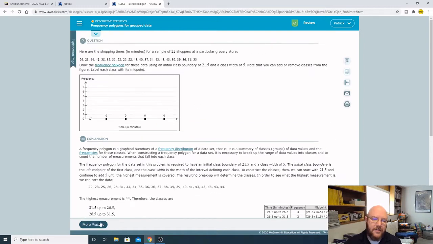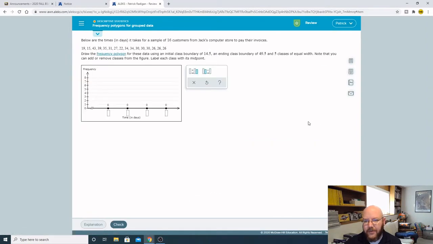But this one is almost exactly like the histogram problem, except instead of entering your class boundaries, you're going to enter what's called a class midpoint. It says right here, label each class with its midpoint. This is where scratch paper is going to come in handy, because it's not as straightforward as setting up your class boundaries like you did in the histogram problem, but you have to do that step first. Alex is just not asking you for that step, but you still have to do it in order to get the correct answers on each one of these.